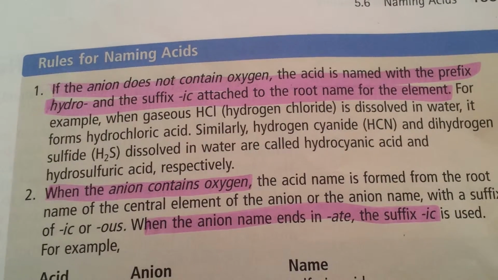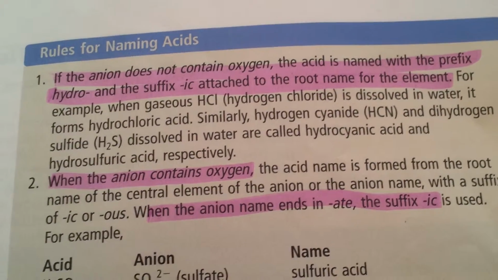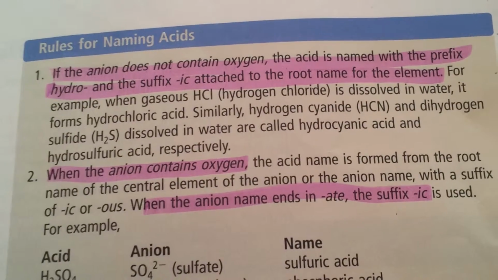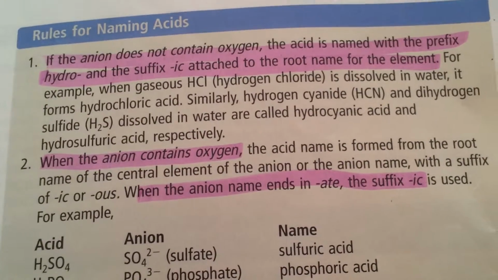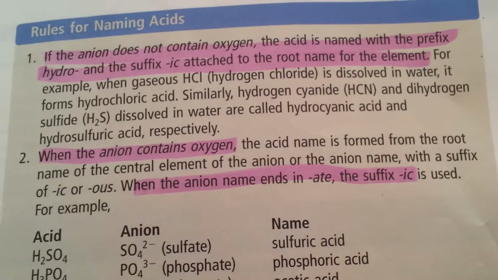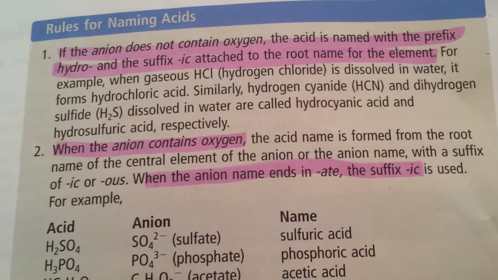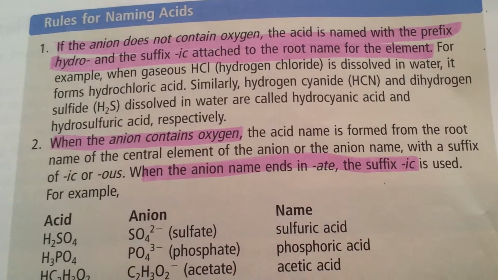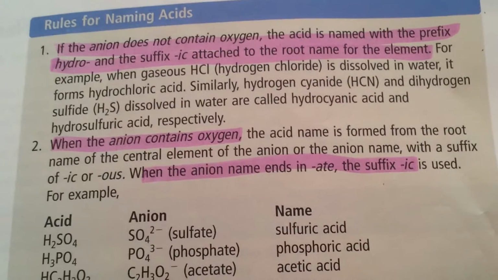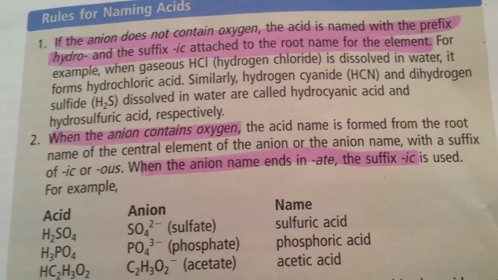Okay, so now I'm taking a look at Chapter 5, Rules for Naming Acids. It's pretty straightforward, but there's a couple of confusing things. You can take a look at the textbook rules here. If the anion does not contain oxygen, the acid is named with the prefix hydro and the suffix -ic attached to the root name for the element.